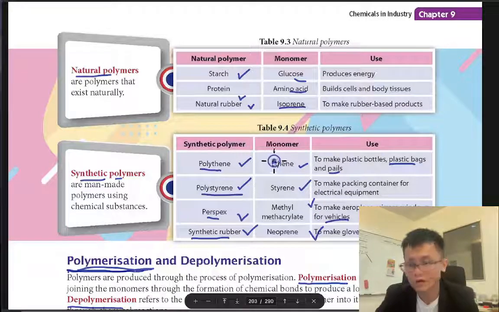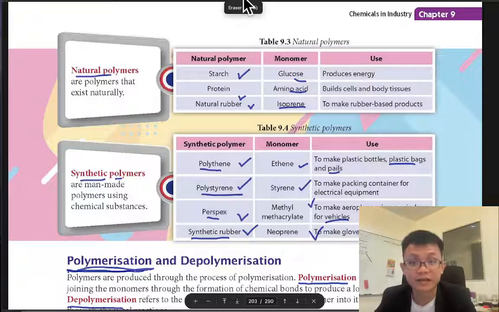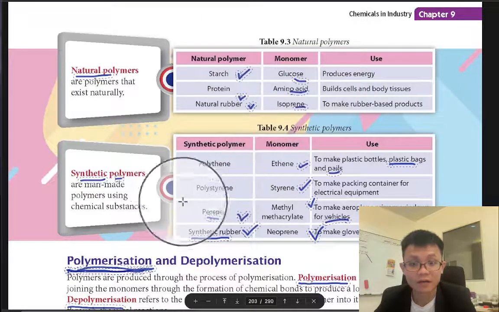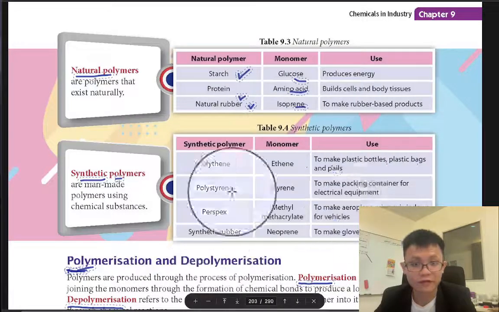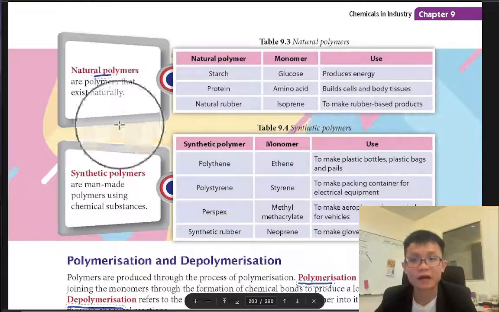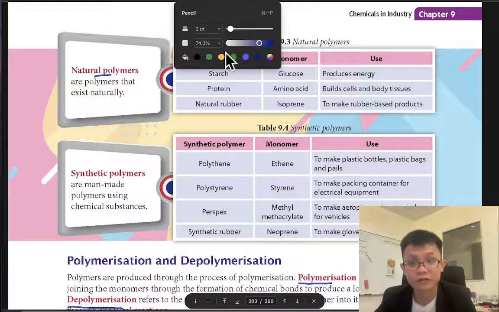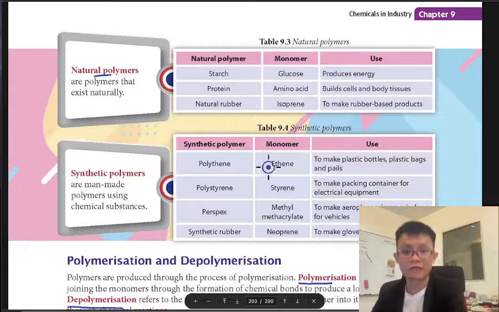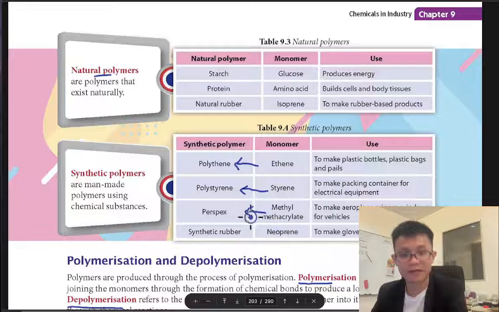And let me take the eraser. It's making too many words already. So from monomer you want to make it to become a polymer, so you need to know: ethene will become polyethylene, styrene will become polystyrene, methyl methacrylate will become perspex, neoprene will become synthetic rubber. But I think this one is easy lah.